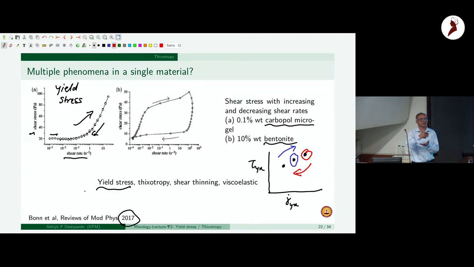And so you would generally tend to observe a hysteresis when you do this sort of steady shear measurement. And so this kind of loop is what you see for a more predominantly thixotropic system, which is the bentonite system that is talked about in this review article.